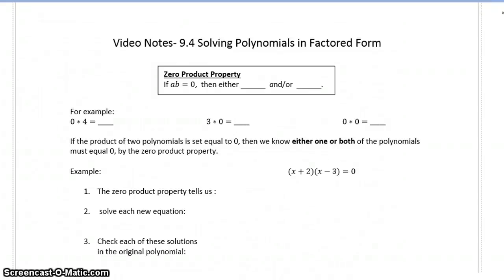Alright, this is video notes for section 9.4, solving polynomials in factored form. So, first we have a property called the zero product property.